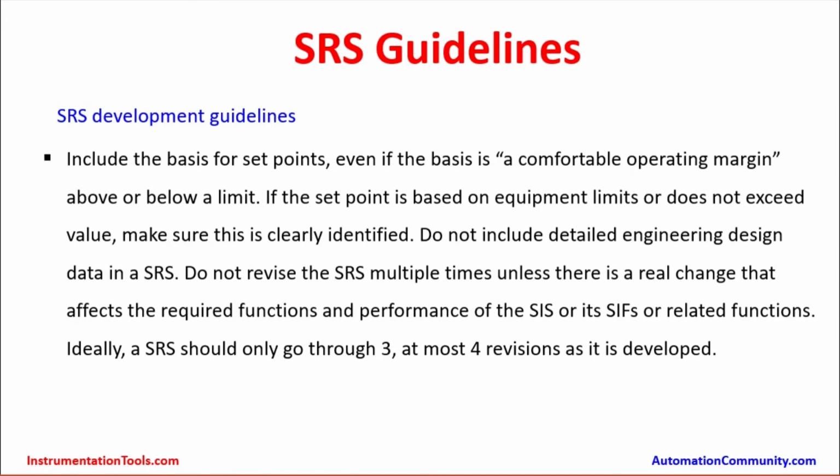Do not revise the SRS multiple times unless there is a real change that affects the required functions and performance of the SIS or its safety instrumented functions (SIFs) or related functions. Ideally, an SRS would only go through 3 or a maximum of 4 revisions as it is developed. So this is the maximum allowable. For every small change, the design engineer or plant safety expert should not keep on updating the document, otherwise the continuity will be lost. So there should be minimum revisions before finalizing the complete documentation.